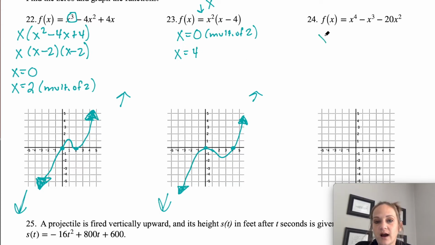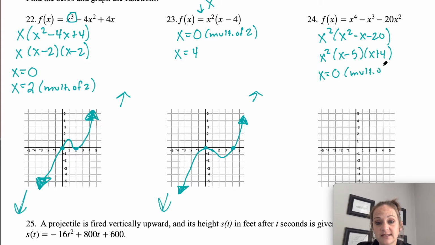In number 24, I can factor out an x squared, and then this factors into x minus 5 times x plus 4. So we know that x equals 0, but there is a multiplicity because of the square. And then we also know that x equals 5, and we know that x equals negative 4. So at negative 4, it crosses. At 0, it bounces. And then at 5, it crosses.